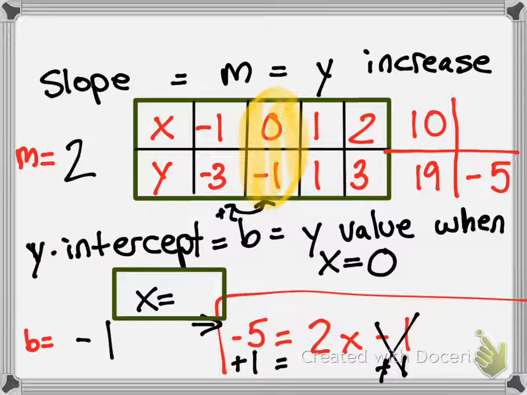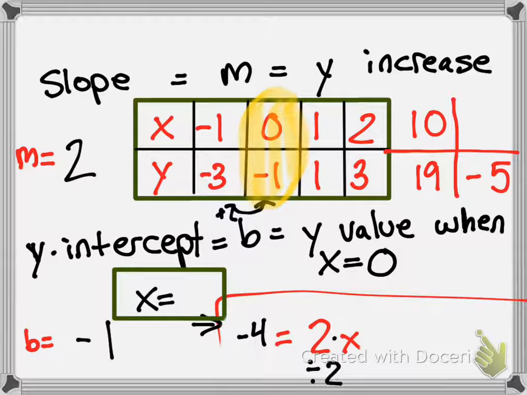-5 plus 1 becomes, what does -5 plus 1 become? Rocco? -4. Then what's the next step I have to do? Alinza. Perfect, Alinza. I'm going to divide each side by 2. What is -4 divided by 2? Anita. -2. So I get my x equals -2.